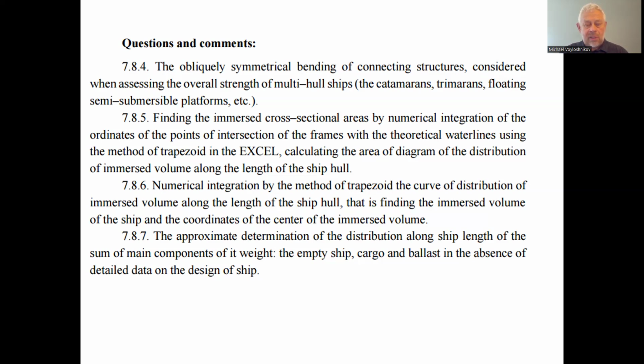7H5. Finding the immersed cross-sectional areas by numerical integration of the ordinates of the points of intersection of the frames with the theoretical water lines, using the trapezoid method and Excel, calculating the area for the diagram of the distribution of immersed volume along the length of the ship hull. This is a formula having the ordinates of the intersections of the transverse theoretical frames and the water lines. We can check the ordinates at the intersection points and set them into a table in Microsoft Excel.